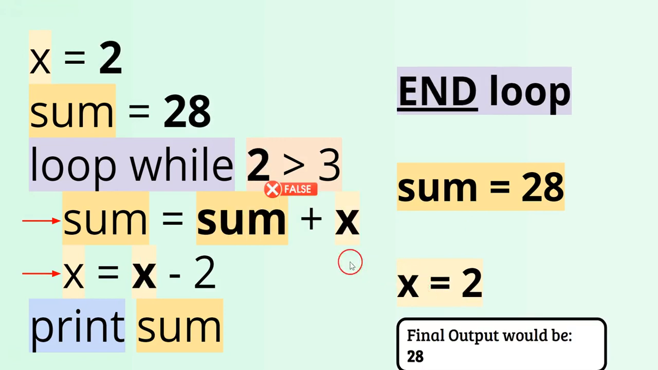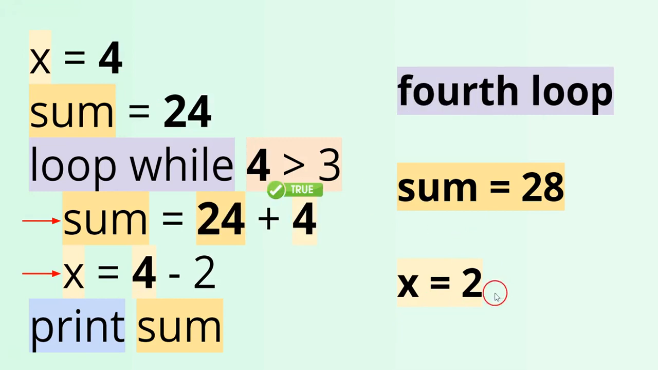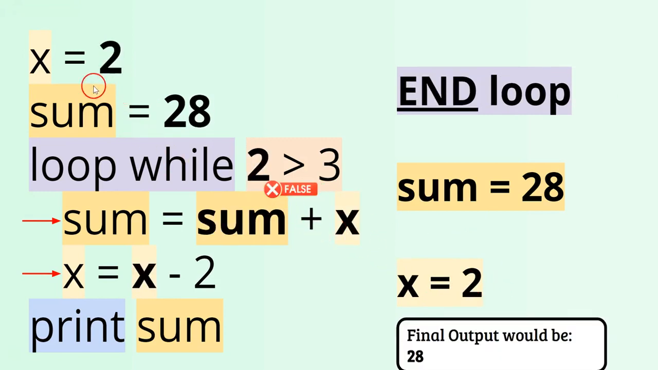Okay? So here it's going to say, is x, because we changed this to 2. On the next loop, it's going to say, is x greater than 3? And it's not. It stops because 2 is not greater than 3. So we stop. We don't do any of this anymore. The loop has ended. And where has the loop ended? It ended with x at 2 and sum at 28. Right? And now that this has ended, we can go to the next line of code, which is print sum, meaning show us what the sum is, and the sum would be 28, because that's where it has gotten at this point.